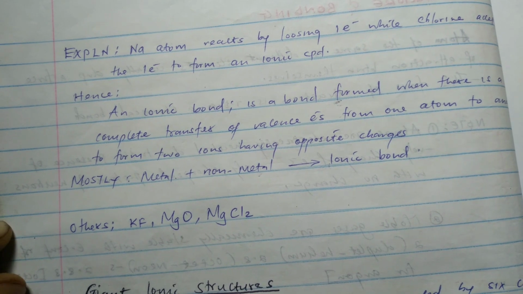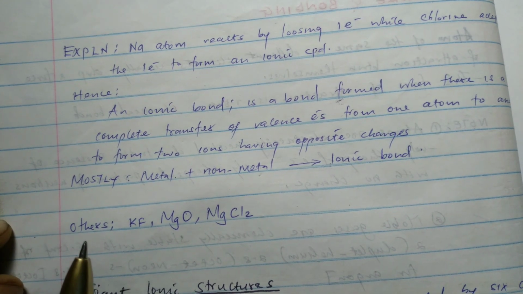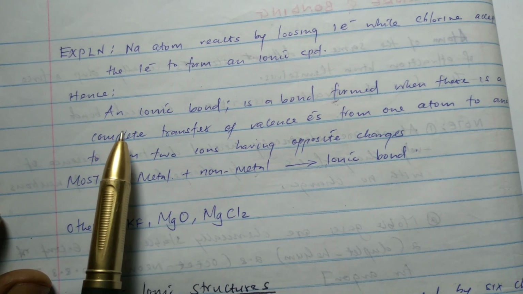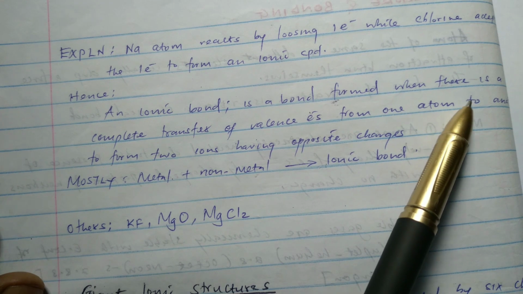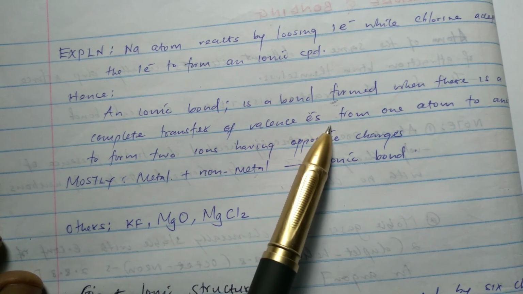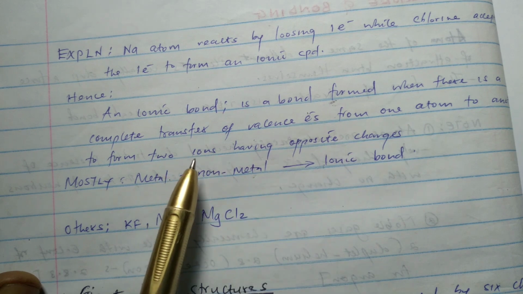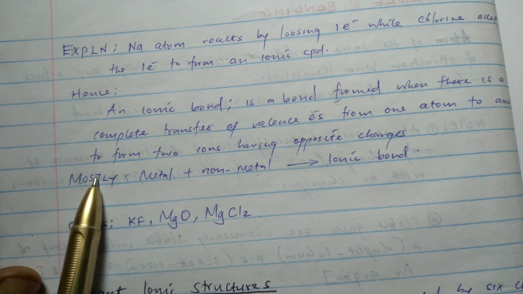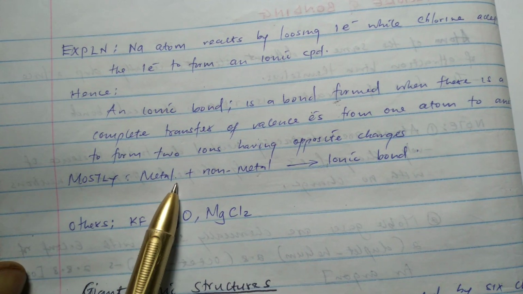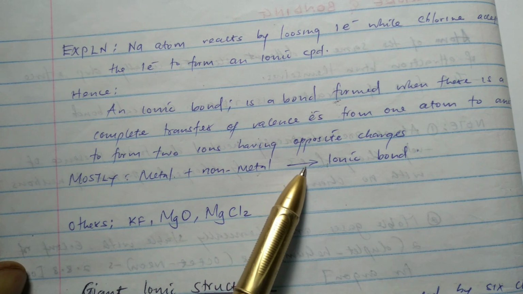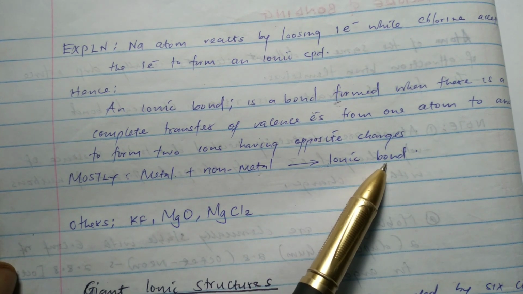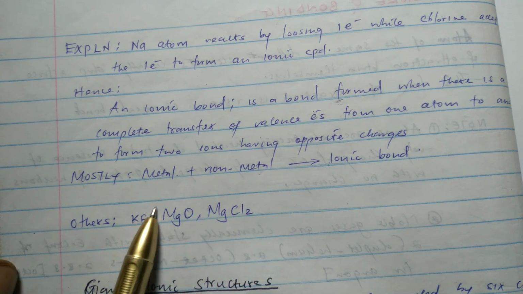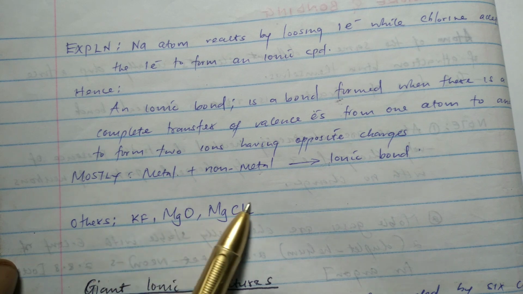To explain more concerning ionic bonds, we will define it in the easiest terms possible. An ionic bond is a bond formed when there is a complete transfer of valence electrons from one atom to another to form two ions having opposite charges. Mostly this occurs between metals and nonmetals. Good examples are these, and I gave you another one earlier, so you can try to draw a structure for these ones.